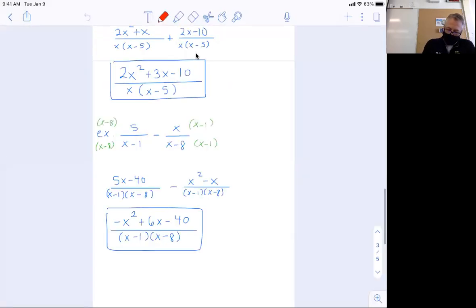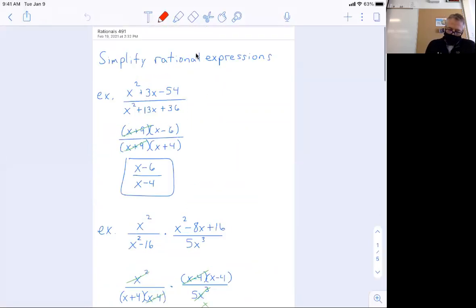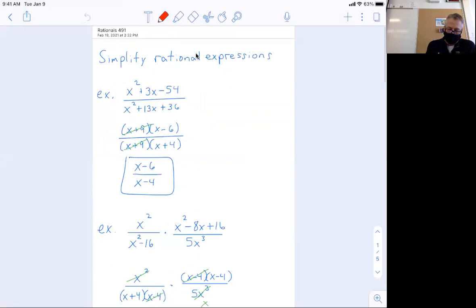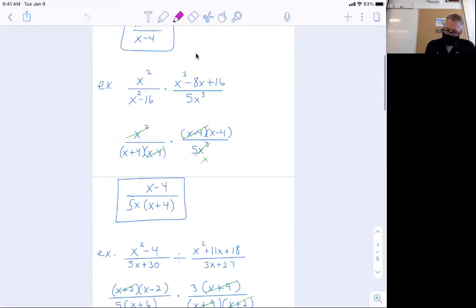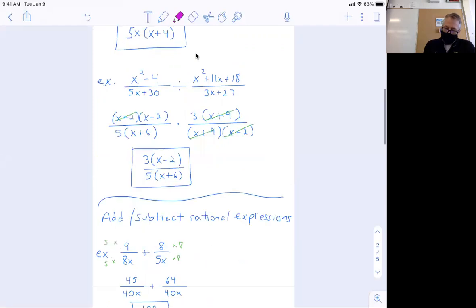Leaving off the rational expressions. Well, I guess before we did adding and subtracting, we did simplifying, right? So just to kind of refresh our memories here, where we were factoring and canceling, you remember that stuff, okay, to try and come up with our solution. We did multiplying and dividing.